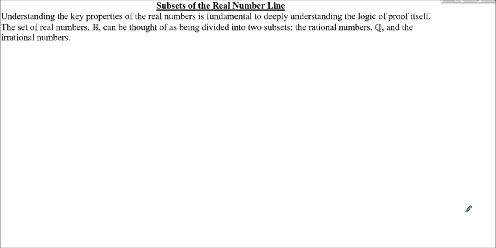The set of real numbers, which is this double-struck capital R symbol, can be thought of as being divided into two subsets. The rational numbers, which is a capital double-struck Q, and the irrational numbers. So a number is either rational or it is not. As simple as that sounds, it's worth stating anyway. A number is either rational or, if not, it is irrational. It can't be both at the same time.